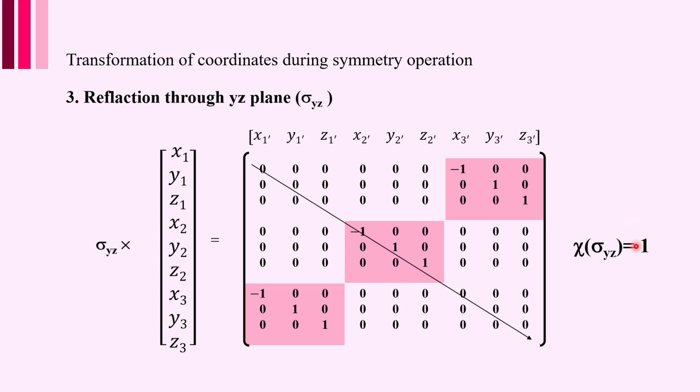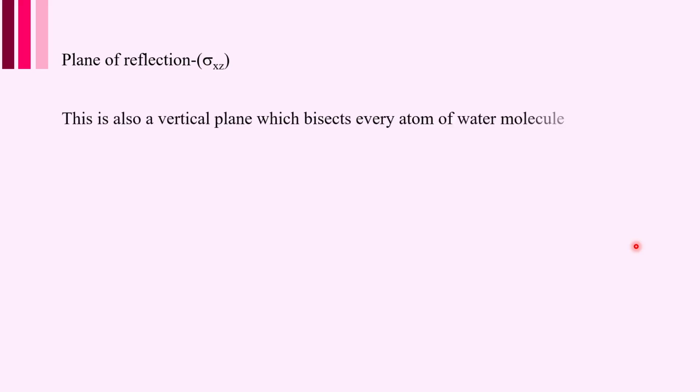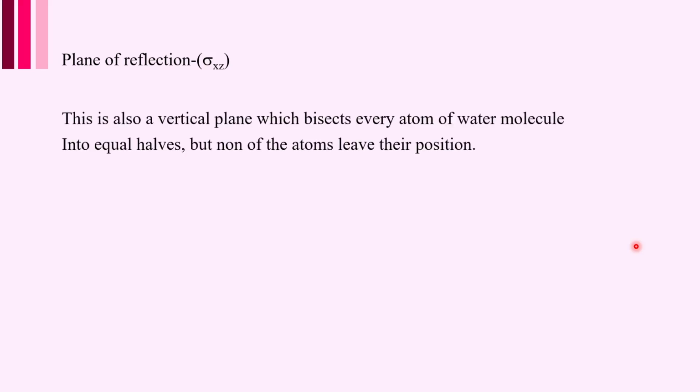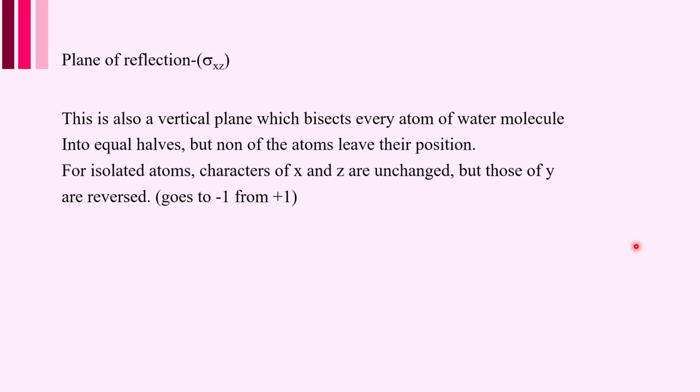So the character of YZ happens to be +1. Now the last element, that is sigma xz. The sigma xz is typically different. It is different in the sense that it does not exchange its area. Instead, only half part from the front side goes to the back side, from the rear side.